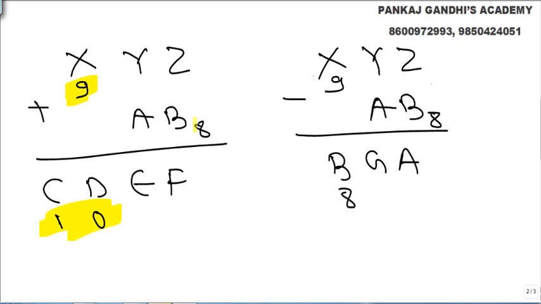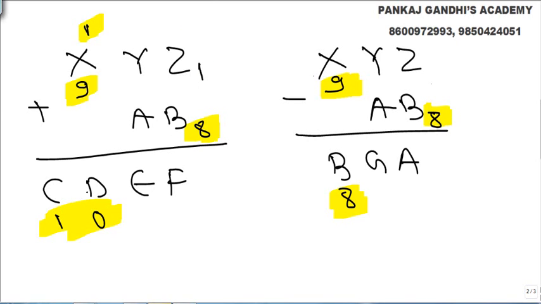So these values are already known to us. Now, let's go with trial and error. Trial and error with intelligence, that's what we need. So if we know B is 8, Z cannot be 0. If Z is 0, D cannot be 0. So Z cannot be 0.